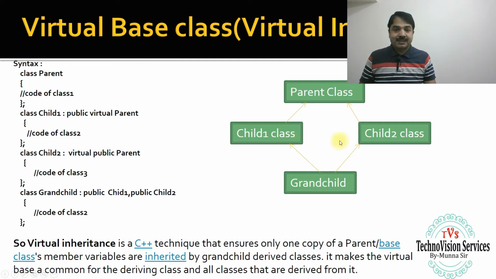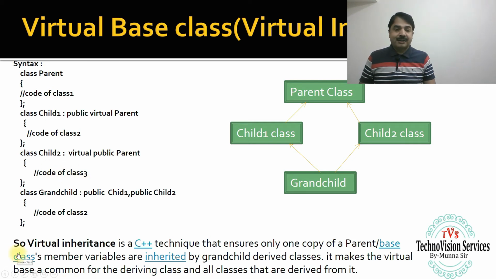What is the syntax? We have to create a parent class. While creating the child class using this parent class, we just have to use the keyword virtual. The virtual keyword can be used either before the public keyword or after the public keyword. Both are applicable. Same for child 2 also, but it is not required while creating the grandchild class. It is required only while creating the child classes of the top level parent class. So this is the syntax.